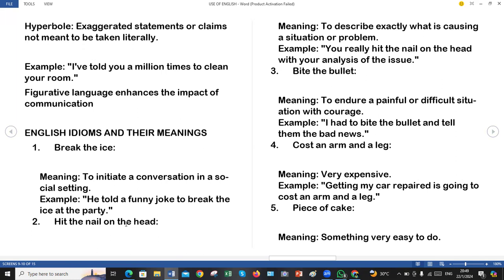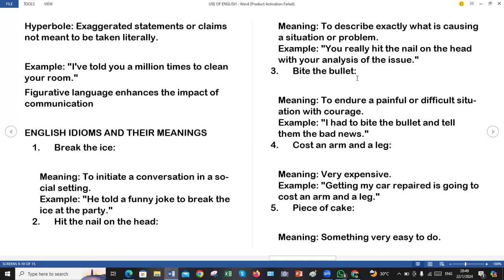An example is practice makes perfect. Now, that's a proverb, not an idiom. We all know what practice means and what perfect means, so I can technically understand what it says. But for an idiom, you can't really understand what it says based on the individual words you're looking at. So the next, hit the nail on the head, means to describe exactly what is causing a situation or a problem. You really hit the nail on the head with your analysis of the issue.